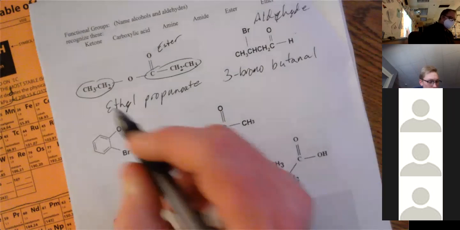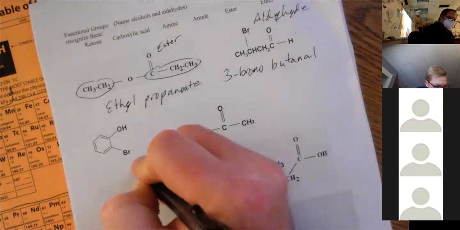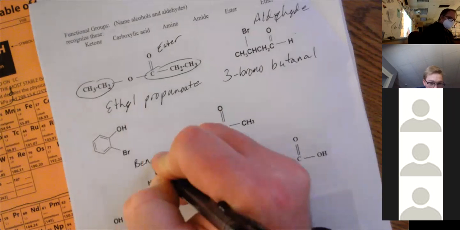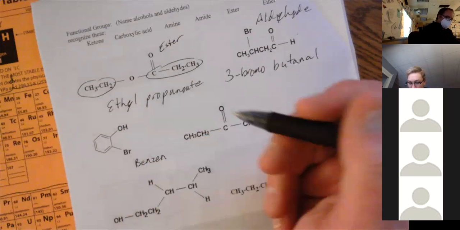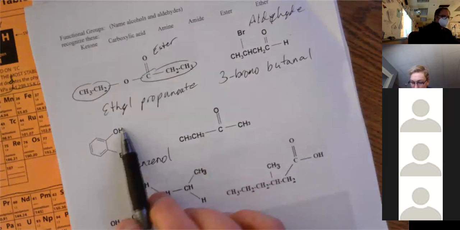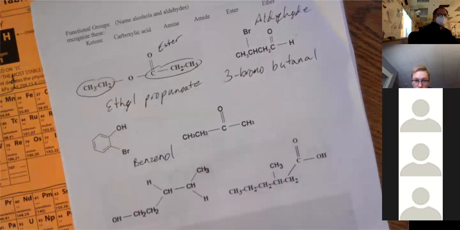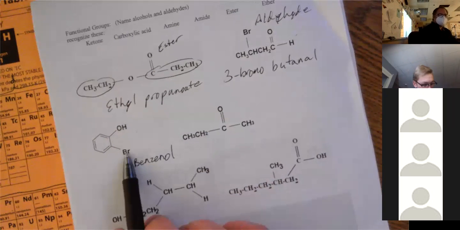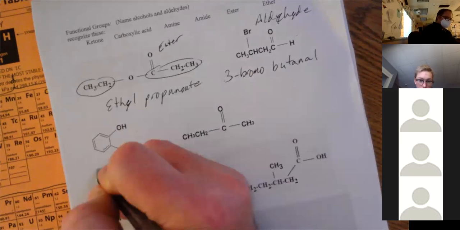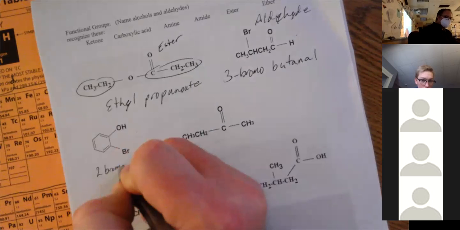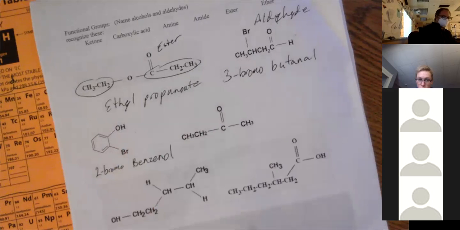Benzene. But it's not going to be benzene. What's it going to be? Benzenol. So that right there is going to be the one carbon. So what are we going to denote this? 2-bromo. 2-bromo benzenol. What is this thing?